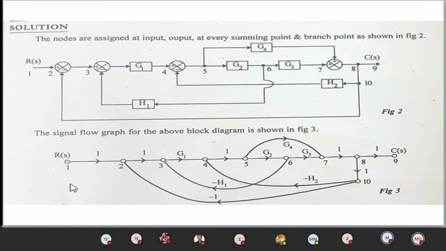Next, 3 to 4, 4 to 5, 5 to 6, 6 to 3. This is loop 3. Okay.